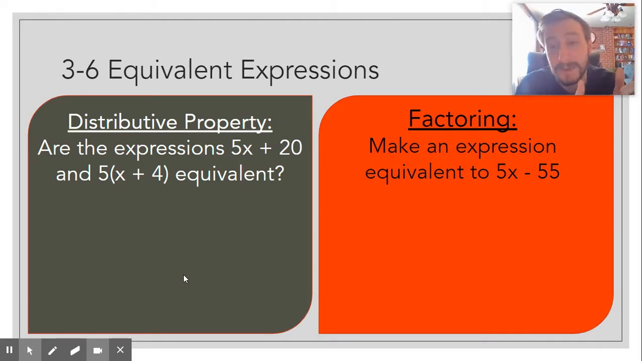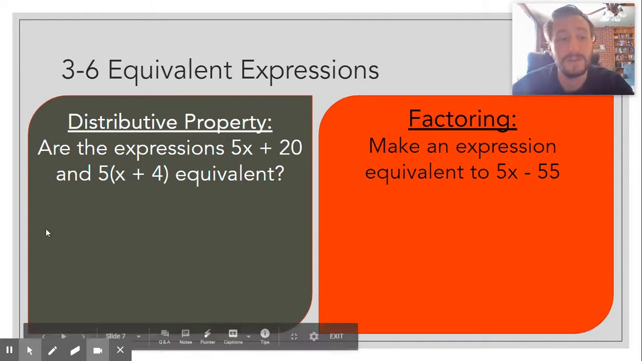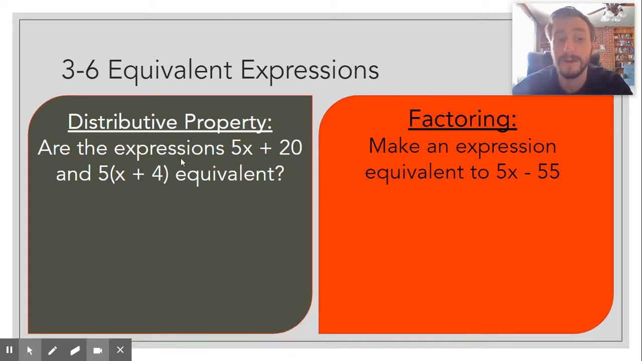So there's 2 ways that we can do that. We can use the distributive property, or we can do factoring. Factoring is, in other words, the undistributive property. It's the opposite. So the distributive property says that you can distribute a number to everything inside of the parentheses using multiplication, and you get the same answer. So right here it says, are the expressions 5x plus 20 and 5 parentheses x plus 4 equivalent? So it's asking, is this expression the same as this expression?